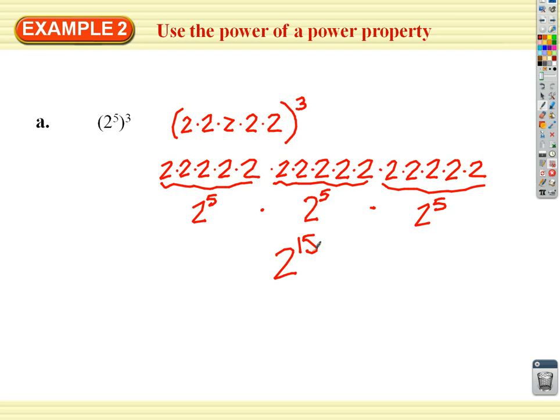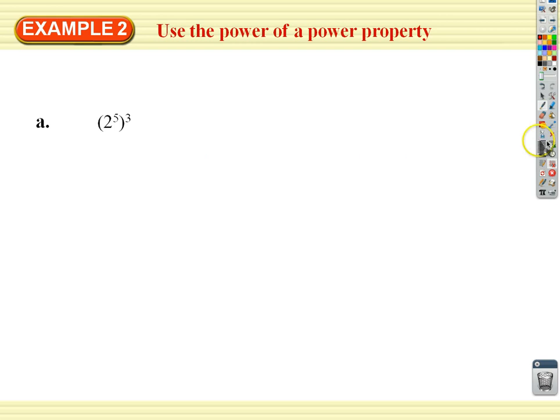Now, do I expect you to write this out every single time? No. That would be cruel and unusual punishment. It'd be a violation of your constitutional rights. But if you need to do it once or twice to help you understand, then please do. So that's really what it's looking like. We have 2 to the 5th 3 times. That's going to give you 2 to the 15th. Why don't you take a look at this one and try doing it yourself. Pause the video.